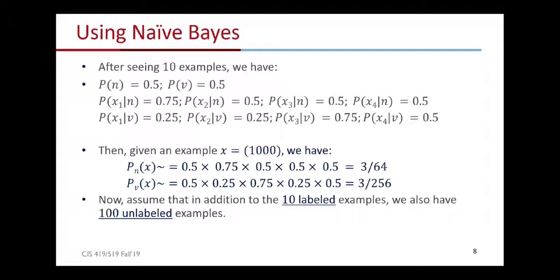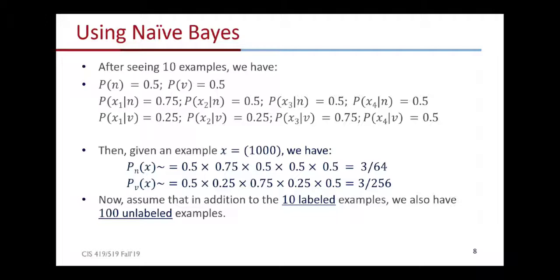Now, the key question. So you know how to run naive Bayes. If you have data, you can run it. Now the question is, in addition to these 10 labeled examples, I'm also giving you 100 unlabeled examples. What would you do? Will it help? Yeah. It will help you approximate the data generation distribution better. What do you mean?